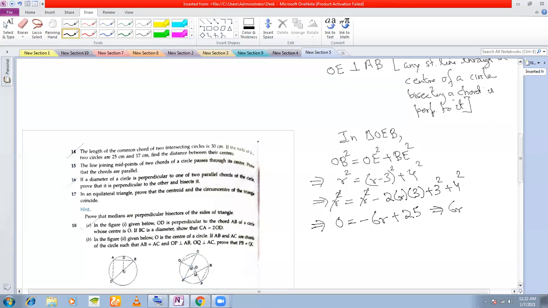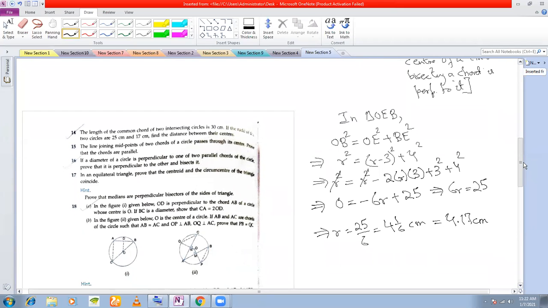So that means 6r is equal to 25 you're getting. So therefore, what is the value of r? 25 by 6, which is 4 1 by 6 centimeter. And that's your answer. Okay, so 4 point, I think 1 by 6 is 1.666 and so on. Okay, so 4.1666 and so on. You can write this as 4.17 centimeters. Sir, it will recur. Yes, that's why you can write this as 4.17 centimeters.